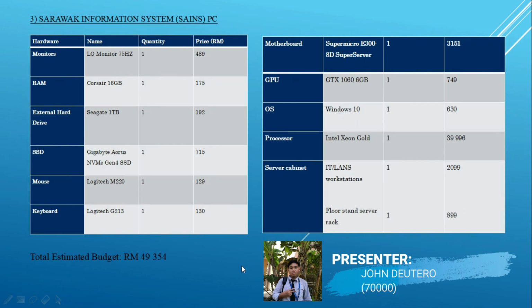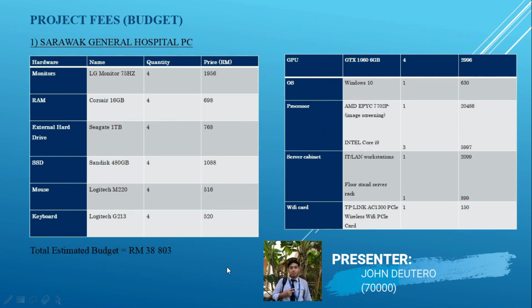For the Sarawak Information System, also known as Science, we will use a slightly better performance PC. Due to that, we chose this hardware for each category so that they can perform 24/7 for Sarawak, because they need to share all the information regarding the pandemic that currently hit Sarawak and the world. So we use Intel Xeon Gold for the processor. When we sum up all the prices stated here, we get 49,354 ringgit for the Science PC. So that's it for the budget that we recommended.